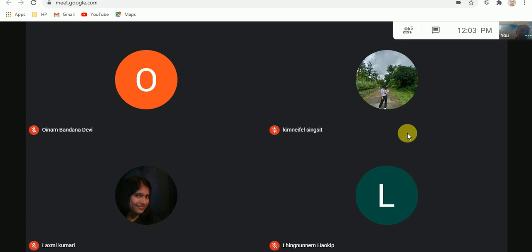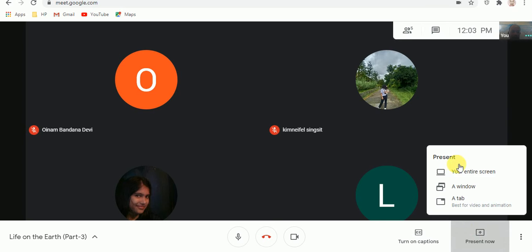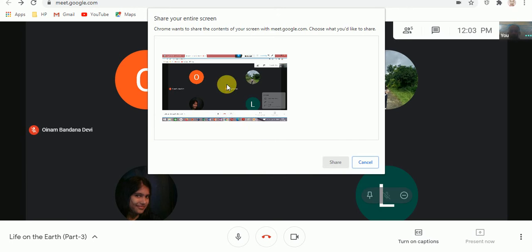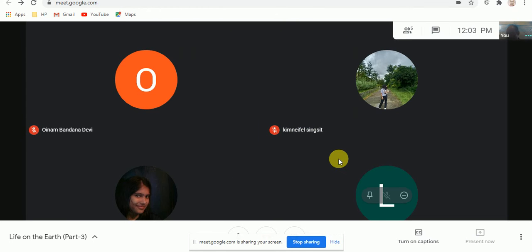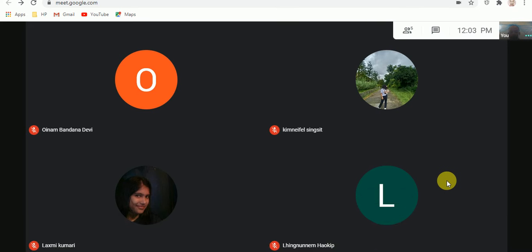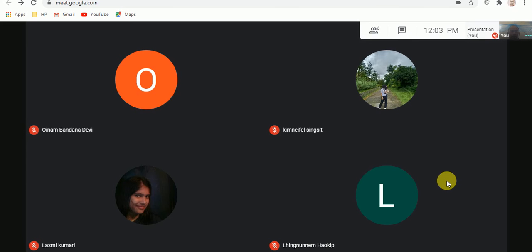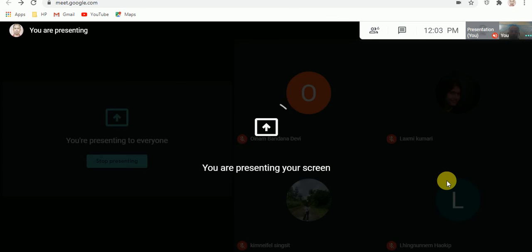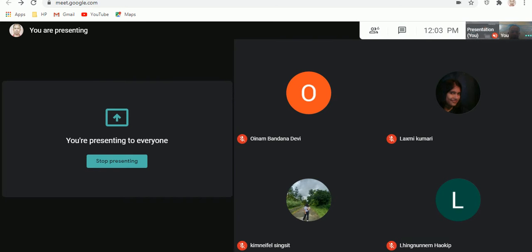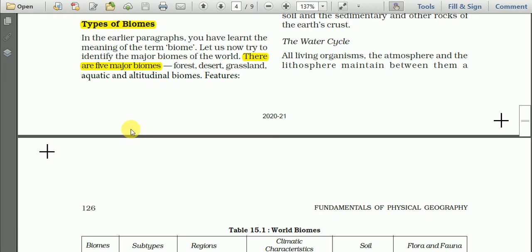Remember, we have been learning Chapter 15, Life on the Earth. And today we shall discuss types of biomes, the different types of biomes on the Earth's surface. Now let me present my screen. Types of biomes.